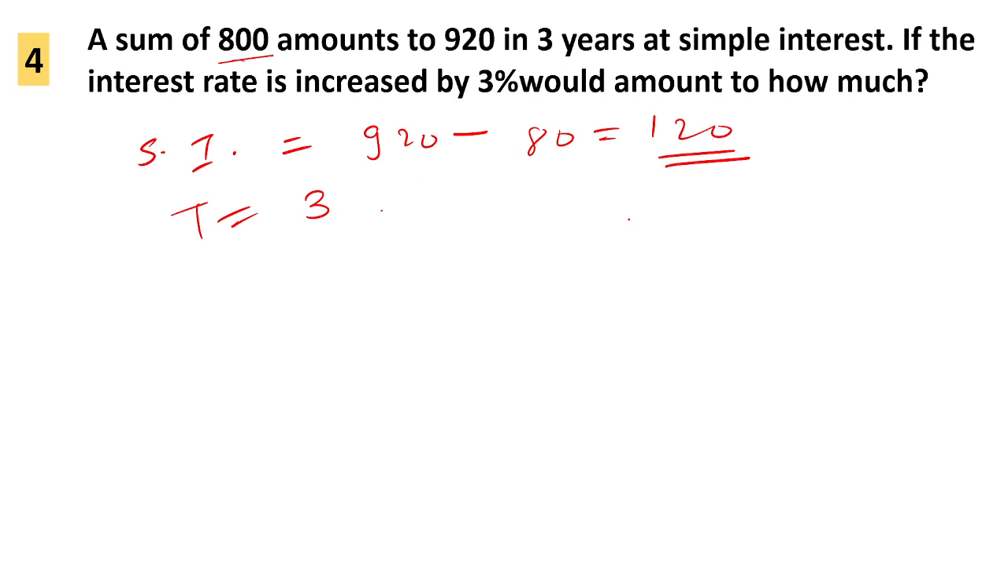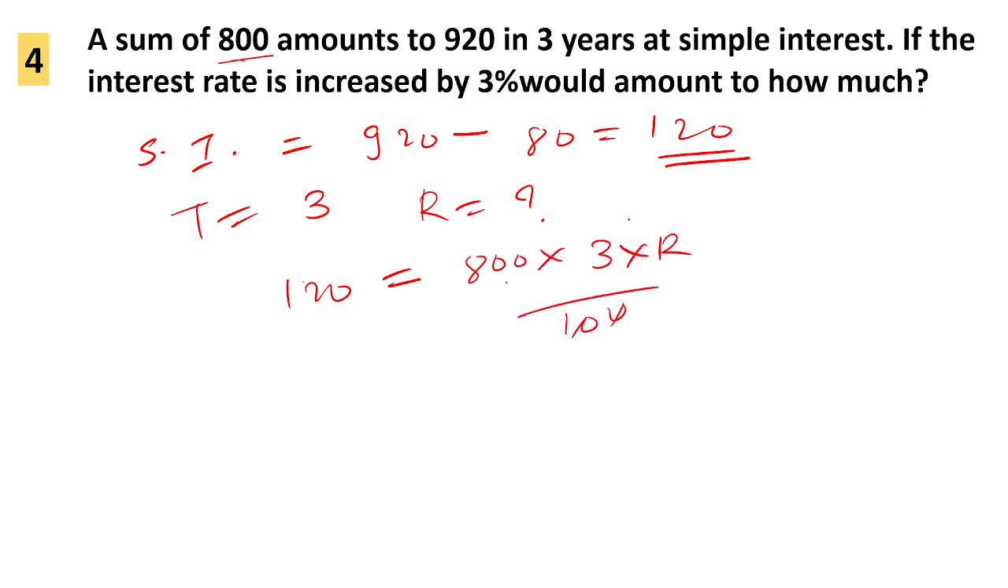So if the interest rate is increased by 3%, what will the amount be? First we have the simple interest, then T is mentioned. Now we have to find R, which is not present. We can find it easily using our older formula. Simple interest equals principal 800 into time 3 into R, divided by 100. The zeros get cancelled. So 120 divided by 24, and we get R as 5%, right?